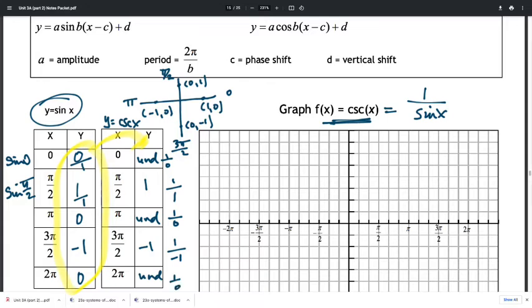So when we graph the cosecant graph, it's a good idea to always graph this graph first, the sine x. So what I'm going to do is kind of plot all those points. At 0, we have a point at 0. At pi over 2, we have a point at 1. At pi, we're at 0 again. At 3 pi over 2, we're at negative 1. And at 2 pi, we're here.